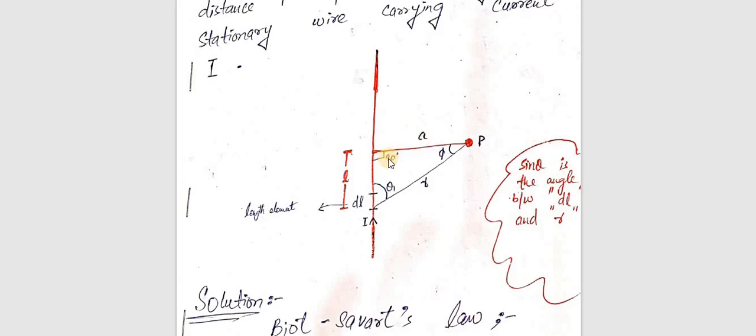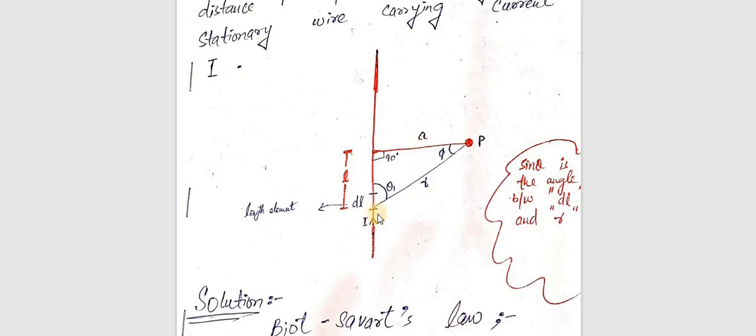This angle is 90 degrees, which is in front of the hypotenuse. This angle is phi, which is facing the perpendicular distance of the triangle. And this is the angle theta, which is in front of the base, which is A.